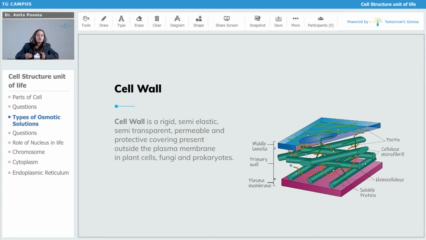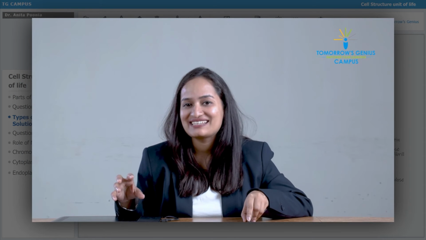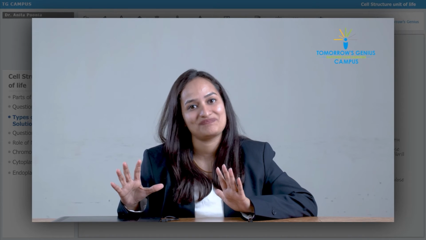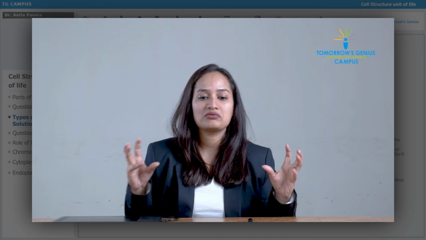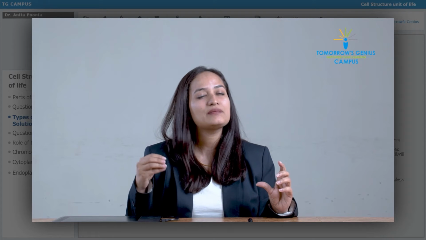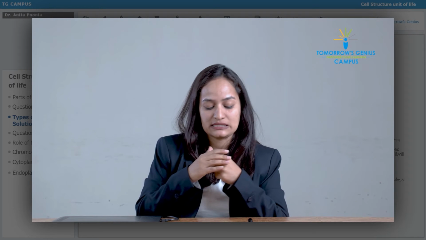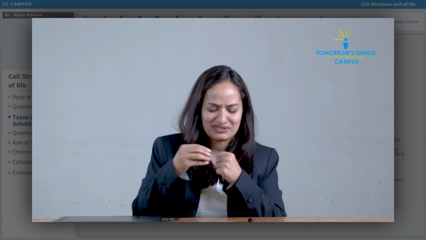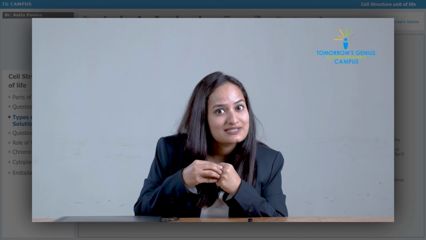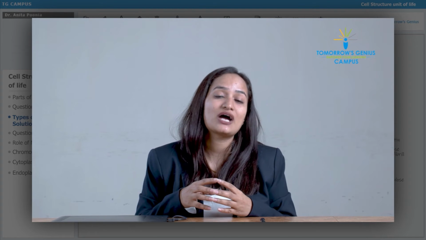Now let's see what the cell wall is composed of. The cell wall is made up of cellulose in plants. I told you that the cell wall is present in plants, in fungi, and in bacteria, that's the prokaryotes. So understanding the composition, what exactly is the cell wall made up of? The cell wall in plants is made up of cellulose, which makes it hardy and provides mechanical strength to the plant cell, okay? The cell wall in fungi is made of fungal cellulose and chitin.